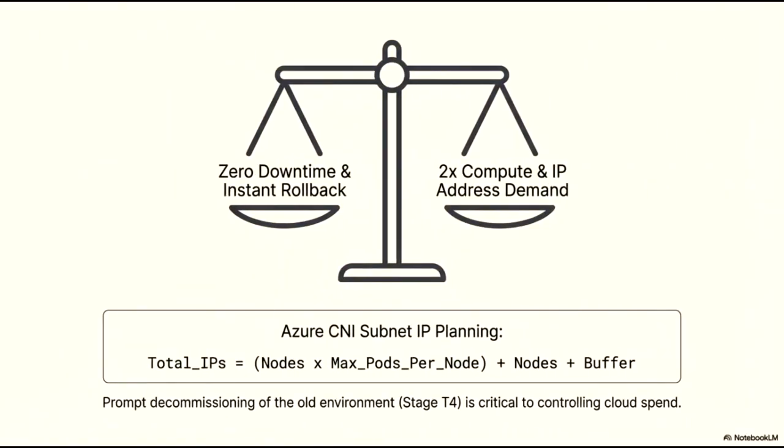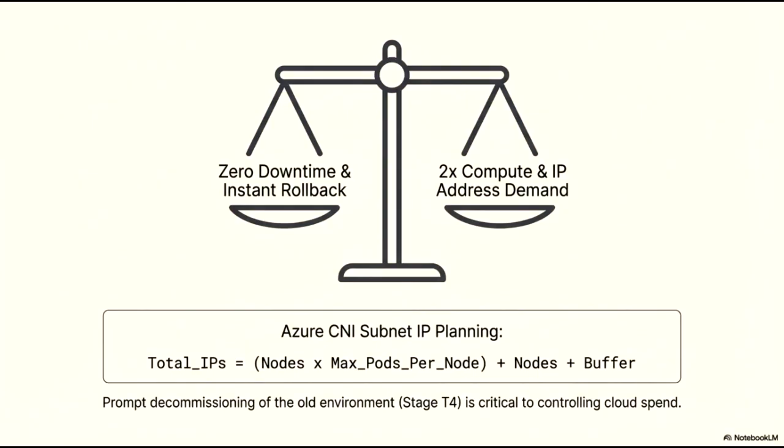When architecting Azure CNI's subnet IP planning, we face a fundamental trade-off illustrated by this scale. On one side, achieving zero downtime and instant rollback, typically through blue-green deployment strategies, provides significant operational stability. On the other, this approach necessitates a temporary twofold increase in both compute resources and IP address demand.